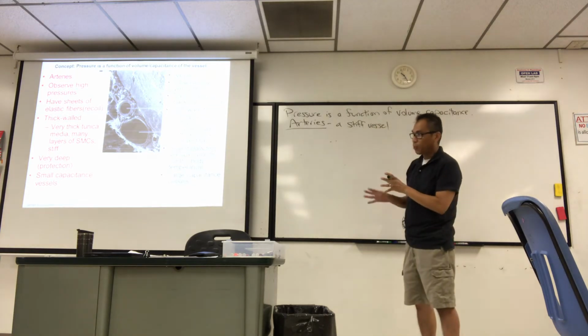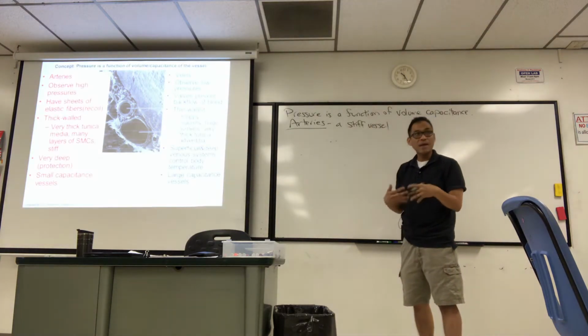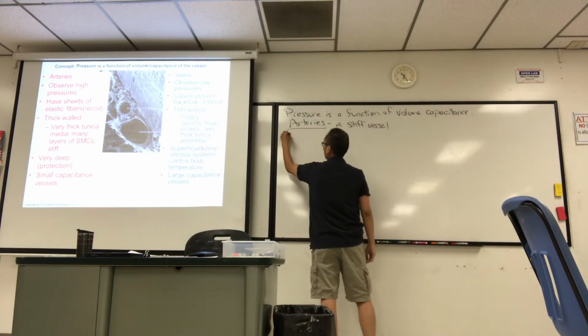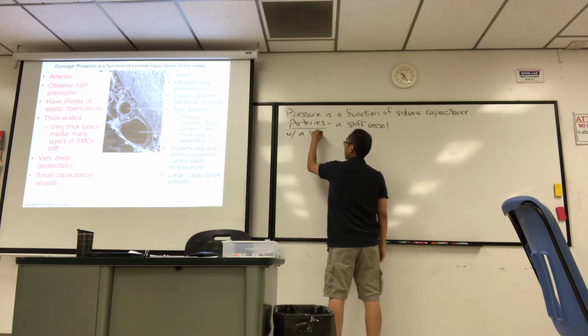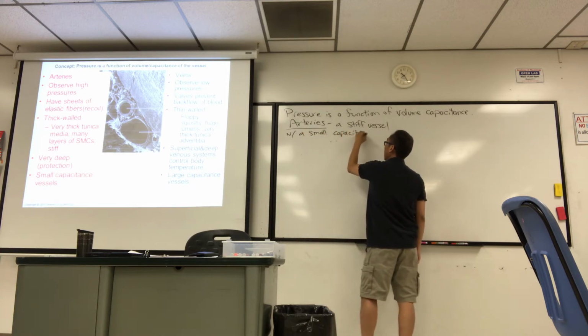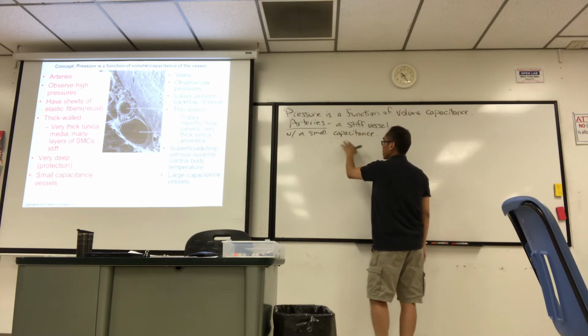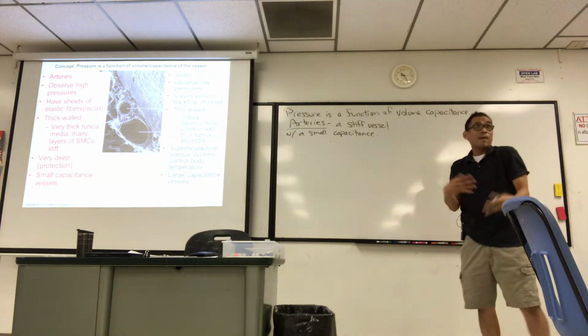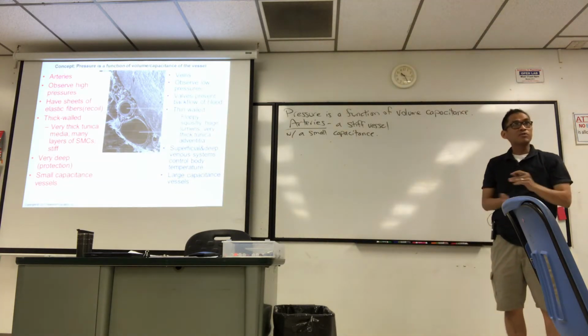Look at the bottom point, they're small capacitance. They don't actually hold very much blood. A stiff vessel with a small capacitance. They don't hold very much. If you look at a pie chart, you have about 5 liters of blood in the average adult.